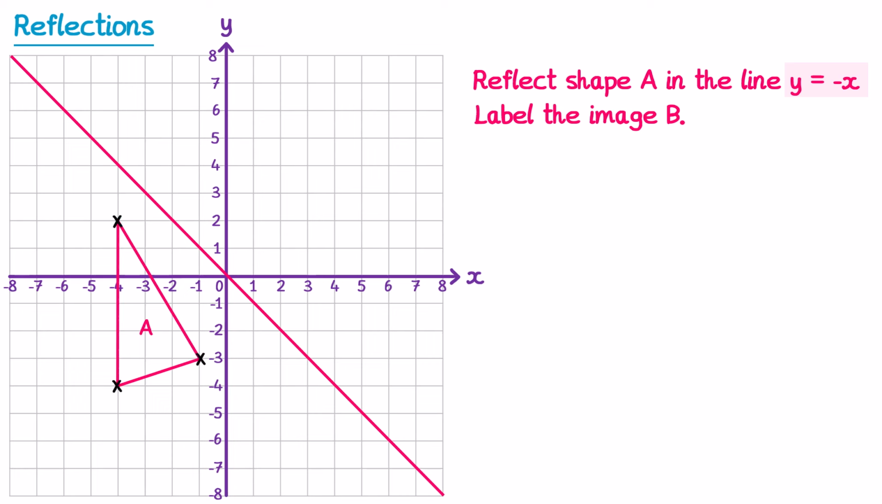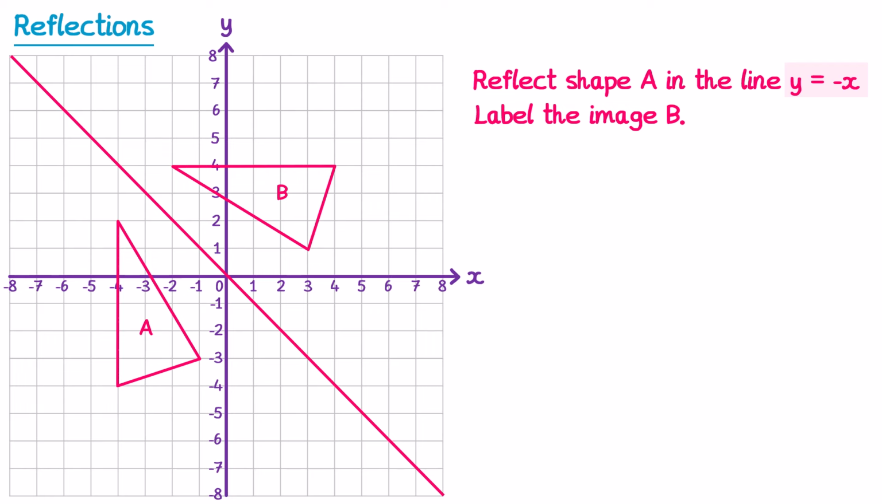We'll do this one point at a time, and we'll start with the one in the top left. So to get from this point to the mirror line, I need to go two squares up. So I'll take a 90 degree turn and go two squares to the right. For the point in the bottom right, I need to go four squares to get to the mirror line. So I'll go four squares to the right. And for the final point, I actually need to go eight squares to the mirror line. So I'll go eight squares to the right. So the reflected shape and the image B goes here.